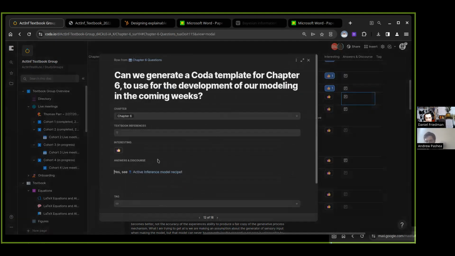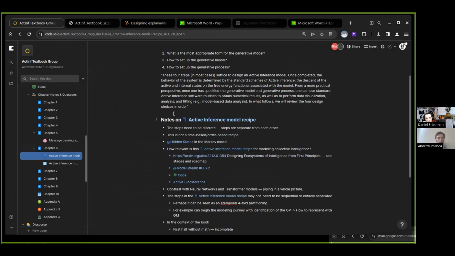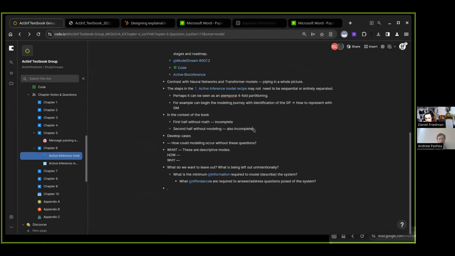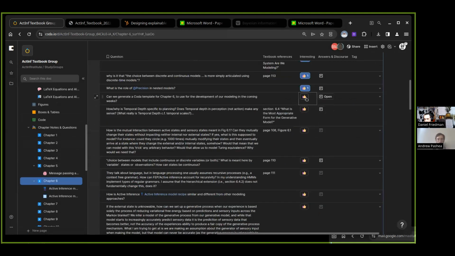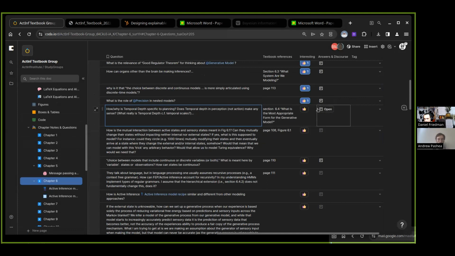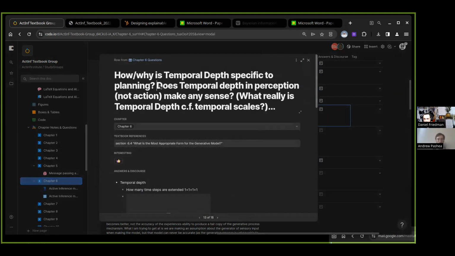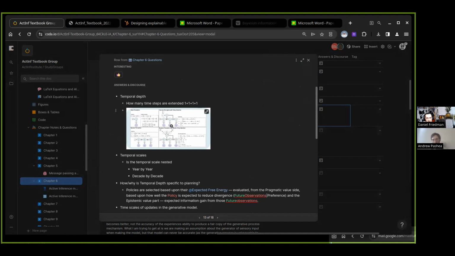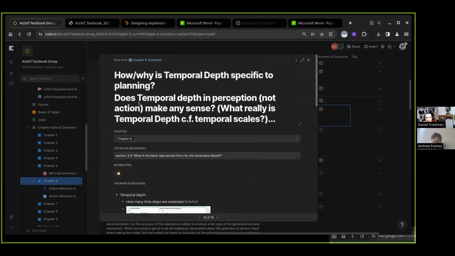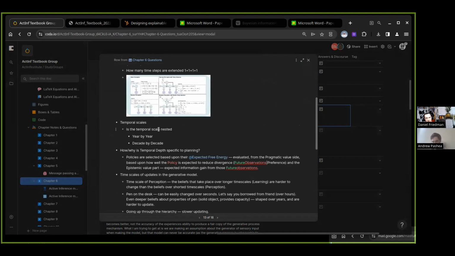Can we generate a coded template? Looks like yes, but there's of course more information, but it's an important question. How is temporal depth specific to planning? Does temporal depth in perception make any sense? What is temporal depth? So temporal depth is how many time steps the model is considered in the discrete time case. Does temporal depth make sense in perception? Well, perception is always modeled as instantaneous. However, depending on the temporal scale of a model, that perception may be instantaneous over a certain temporal thickness.